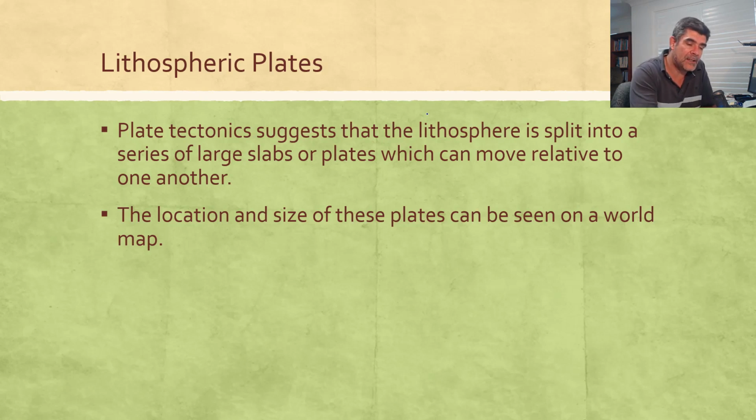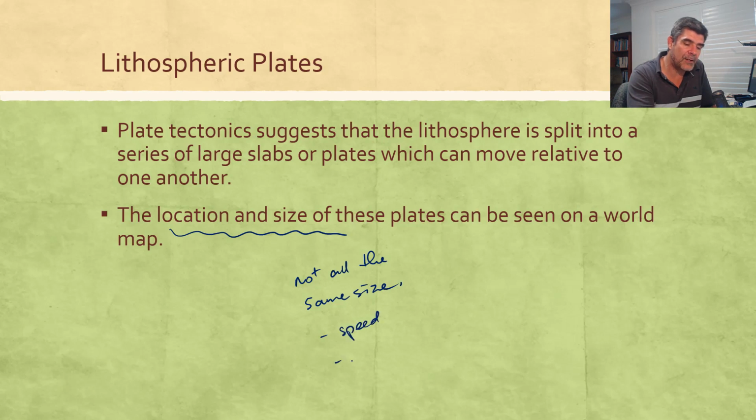The important thing is if we have a look at the location and size of these plates on a world map. Now, importantly, they're not all the same size. And also, we've got issues about their speed and direction. We looked at in the previous slide that they don't all move at the same speed and they don't all move in the same direction. And this is what creates some of the really interesting phenomena that we see around tectonics.